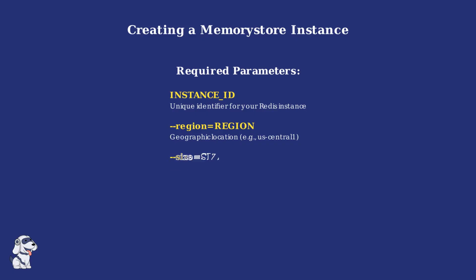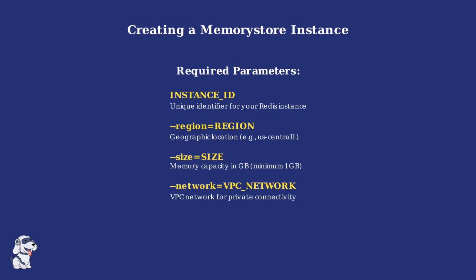Now we'll create a Memory Store Redis instance using the gcloud command line tool. This is where we'll store our HTTP session data for Cloud Run applications. The basic command structure starts with gcloud redis instances create, followed by several important parameters that define our instance configuration. Let's break down the essential parameters you need to specify when creating your Memory Store instance.